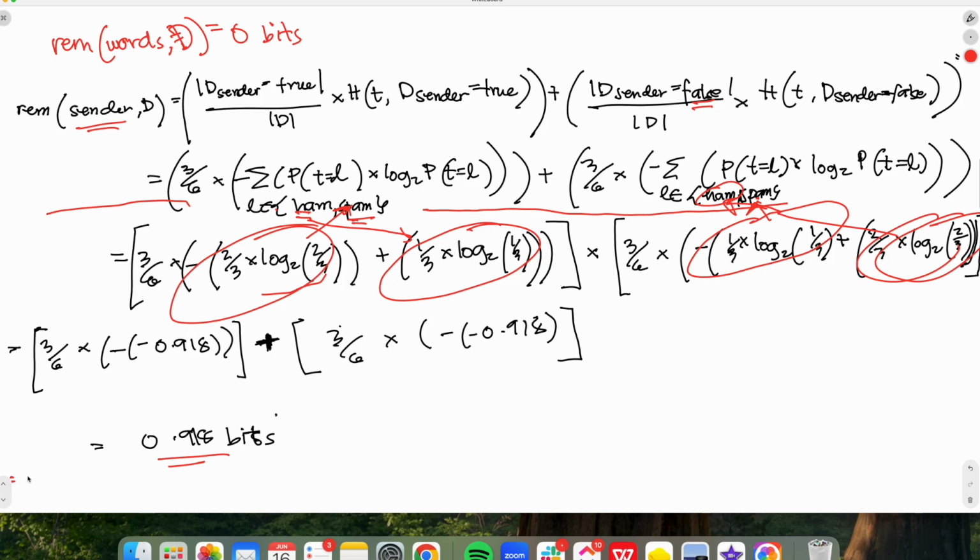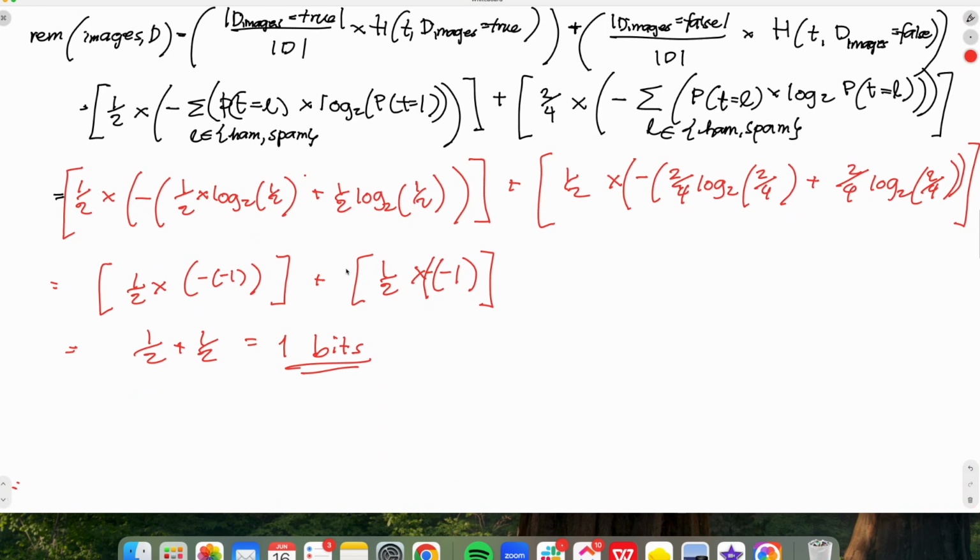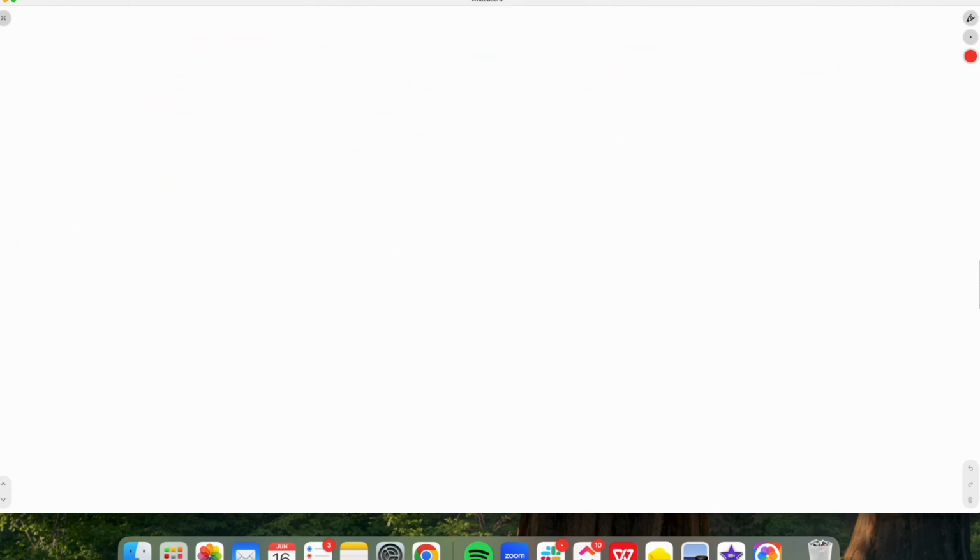So for the images, we should have the same results here, 1 bit. We should follow how I solved the first two for this one. Now we will need to compile everything that we've solved. So this is to solve for the information gain. We're on step 3 of solving for the information gain.